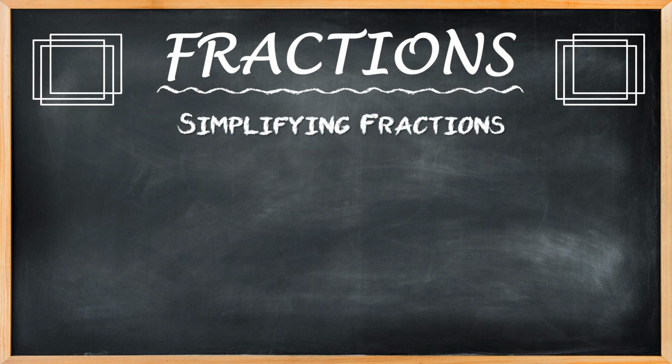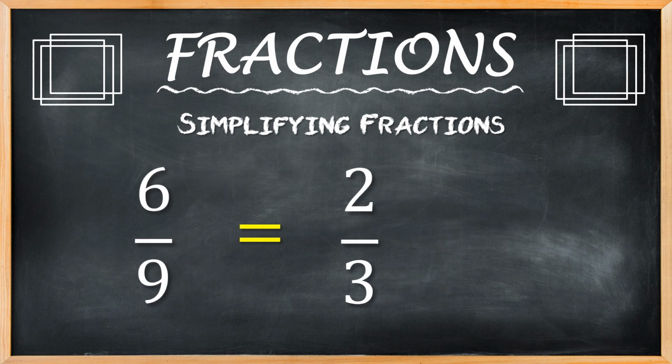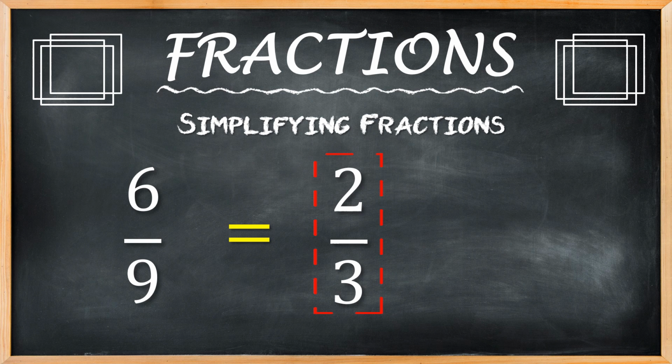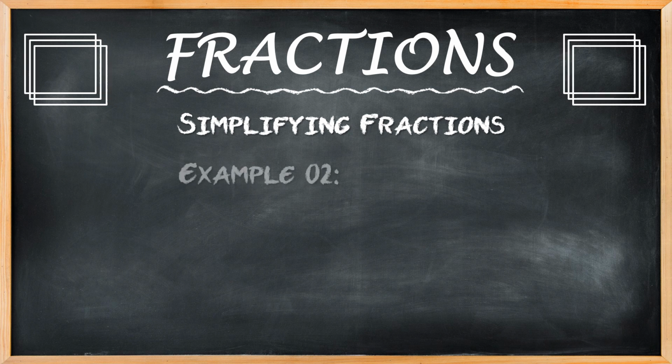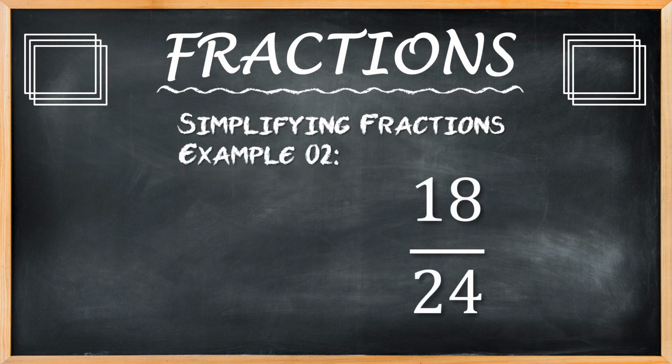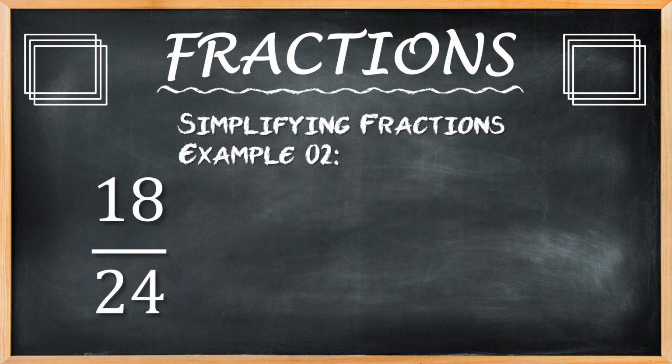Simplifying fractions. Simplifying fractions means reducing them to their simplest form, where the numerator and denominator have no common factors other than 1. Here's how to do it step by step. Example 2. Simplify 18/24. Step 1. Find the greatest common factor, or GCF, of the numerator and denominator.